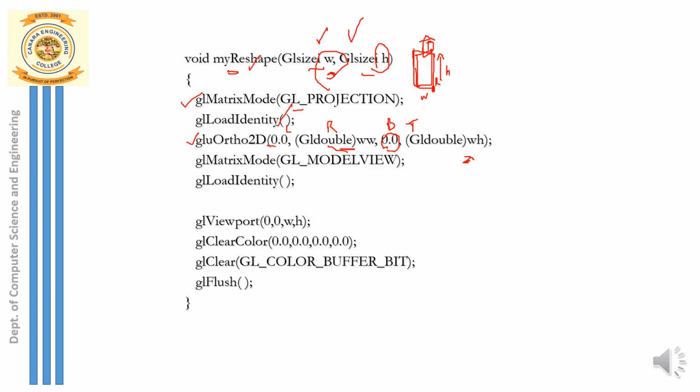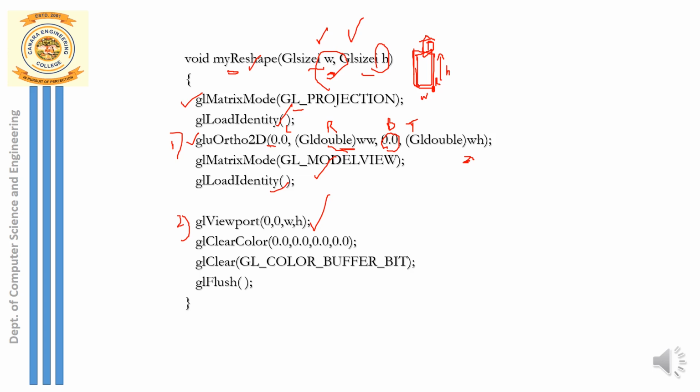What next? You set back the default mode to model view, then again you set the identity. Now the second step, you can go to the previous slide and check there. The first step was resizing the clipping window. The second step is you define a new viewport. What parameters do you set for the new viewport? The position of the viewport is 0 0, the bottom left corner is taken as 0 0.